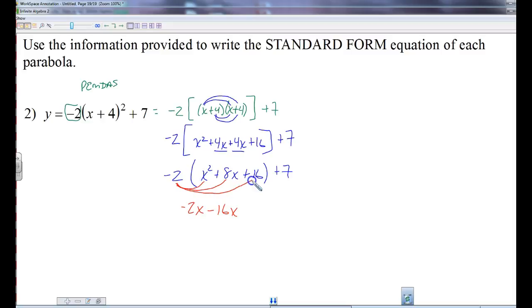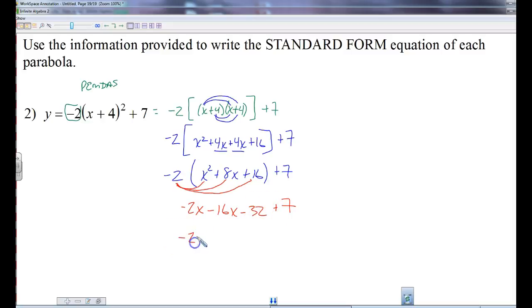Negative 2 times 16 is negative 32, all plus 7. If I'm moving too fast for you, feel free to pause the video, get caught up, writing everything down, and then move forward. Alright, my last step, I've got two numbers to combine down here.